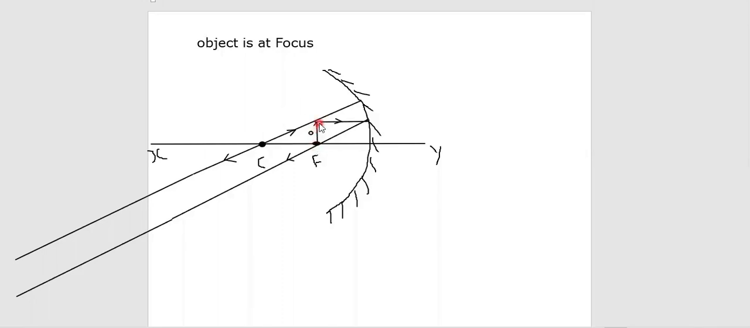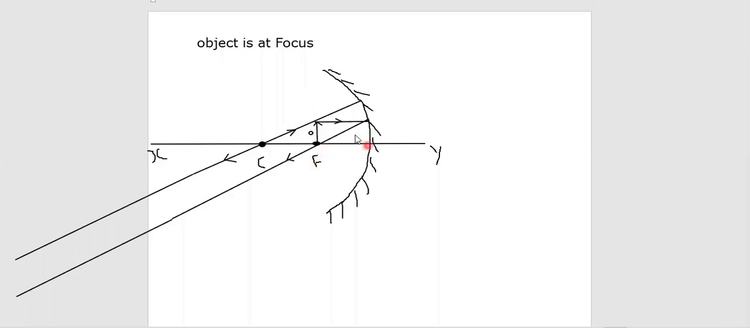Suppose a ray of light is coming from me, which is parallel to the principal axis. You can see these two lines are parallel with each other. So after touching the concave mirror, what will happen? It will reflect and pass through the focus. Understood, everyone? And this is the first rule we have learned.